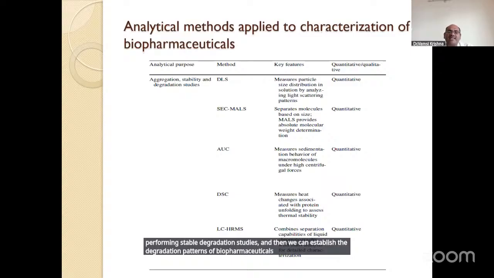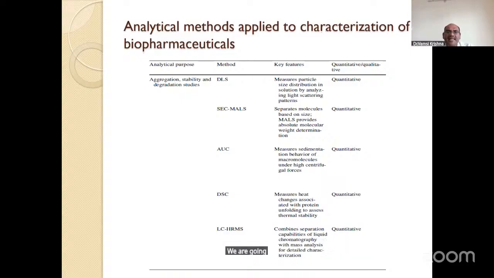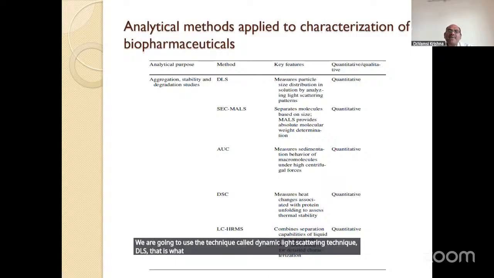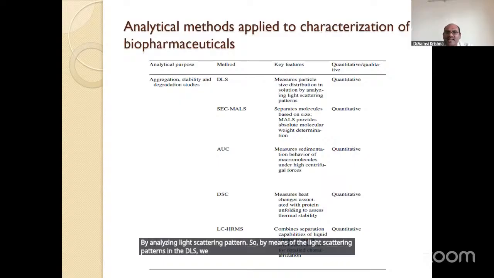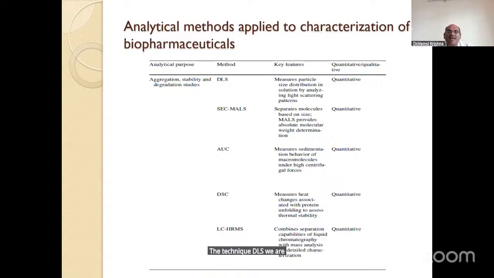For these aggregation, stability, and degradation studies, we use the technique called dynamic light scattering, DLS. By means of dynamic light scattering, we measure the particle size distribution in solution form by analyzing the light scattering pattern. So that's the DLS technique we use for aggregation.